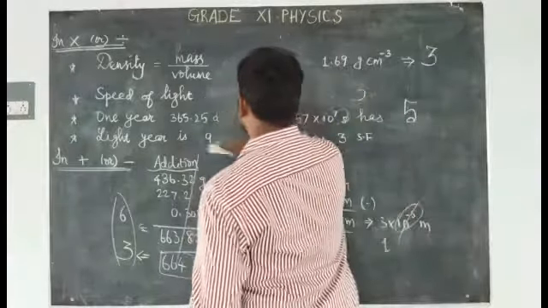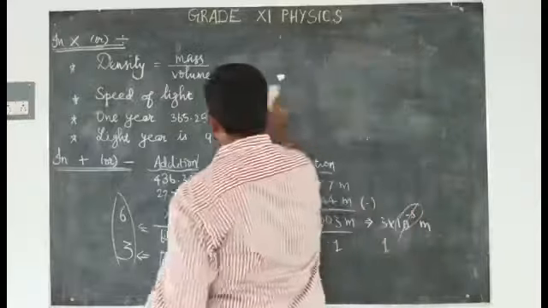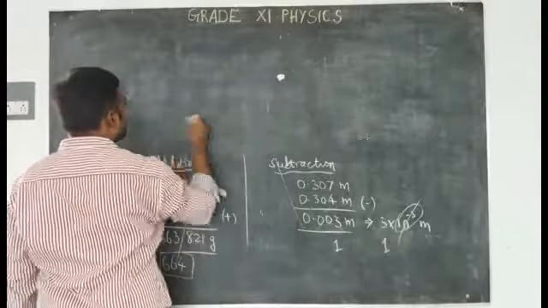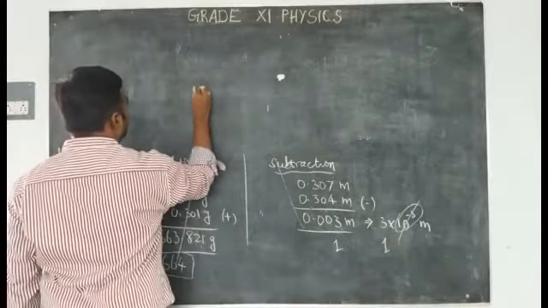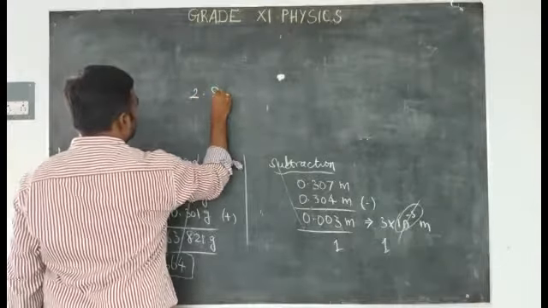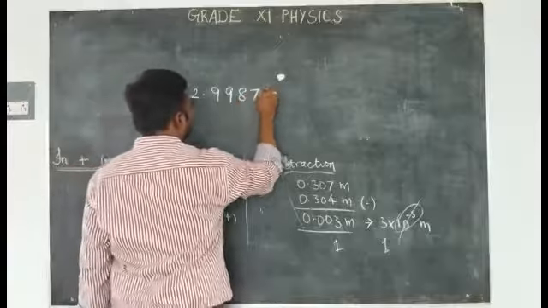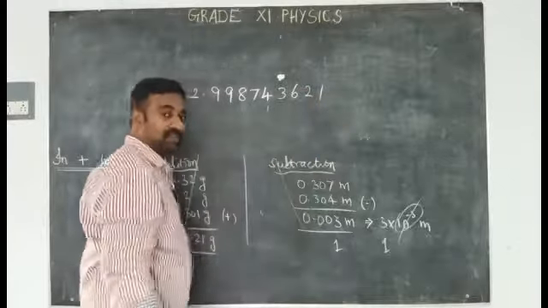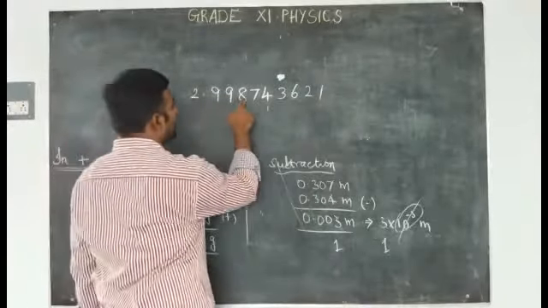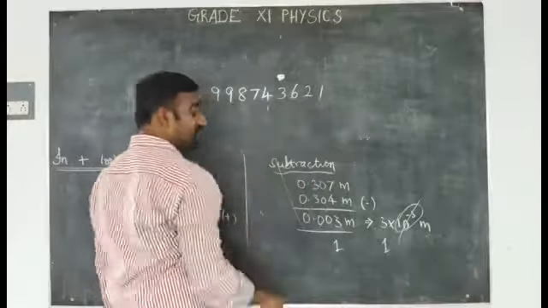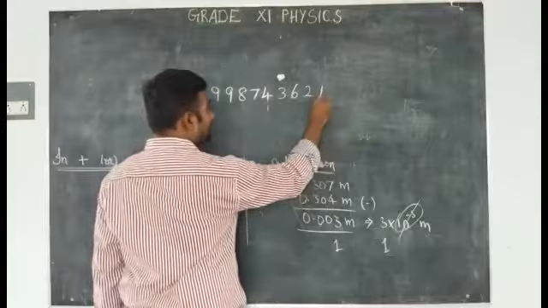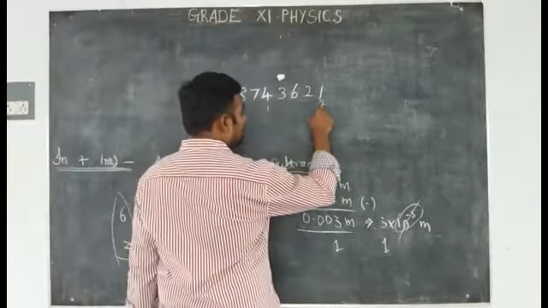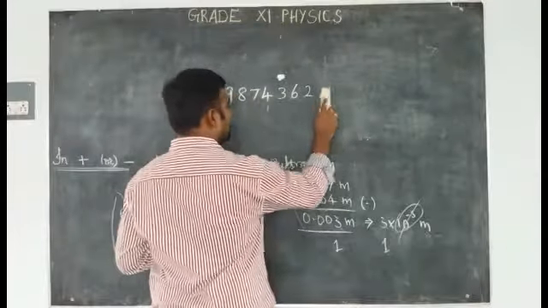Listen, in rounding of digits, how do we use the rules? For example, say we have a measurement, it is 2.99874362.1. This is the measurement, an accurate measurement. Now in rounding off digits, first check the first digit on our right-hand side. See whether it is less than 5 or greater than 5. So this is less than 5. So it vanishes. We can't do anything with it.